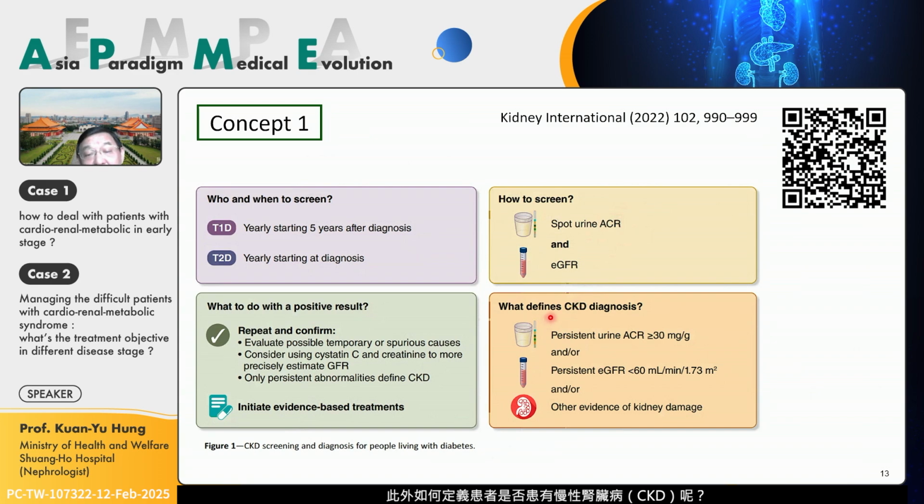And how do we define that the patient has CKD? There are 3 conditions: the patient has measurable protein loss, has renal decline, and, most importantly, has other evidence of kidney damage as well. If the patient has been diagnosed with diabetes and CKD, the next step is to initiate adequate treatment. So what is adequate treatment? Adequate treatment is evidence-based treatment.